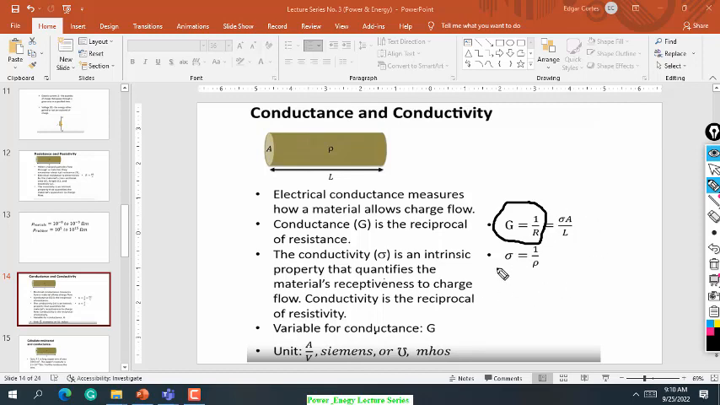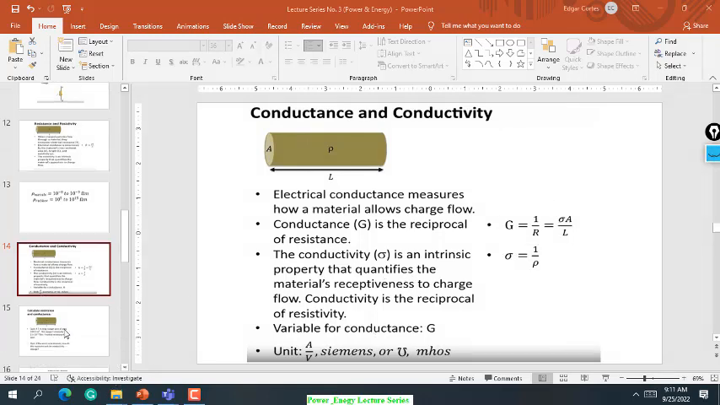So we have this formula: conductance, represented by big letter G, is 1 over R, which is also equal to conductivity times A over L. As we know, conductivity is just the reciprocal of the resistivity. The unit of this one is Siemens, or ohms inverted, which in English is mho, or mhos for many.